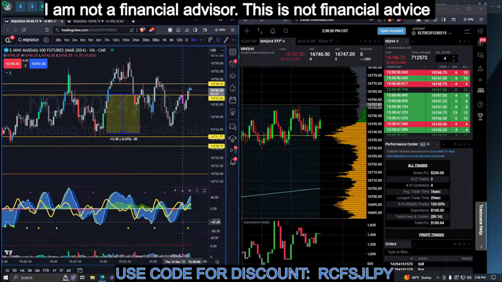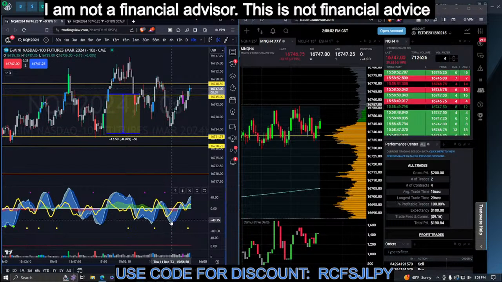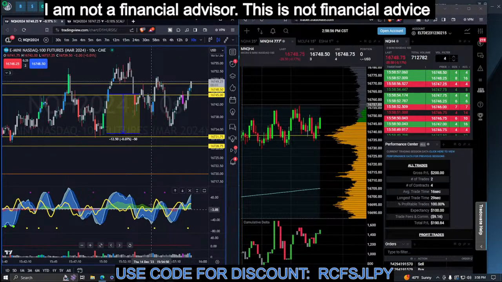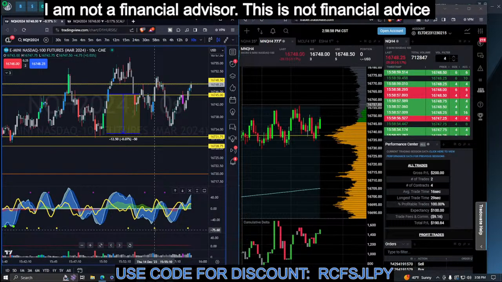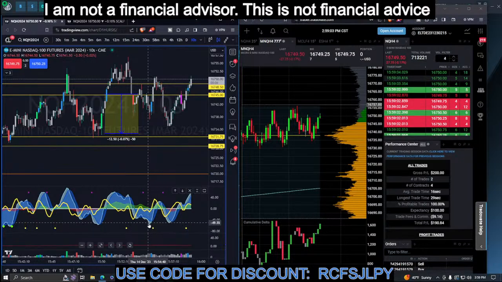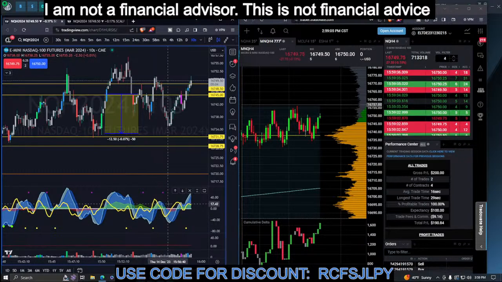These little waves. When the light blue crosses into the blue, look, it goes up. Look, it went up here. See this yellow dot? I don't know what it means. I go off the waves and the money flow.